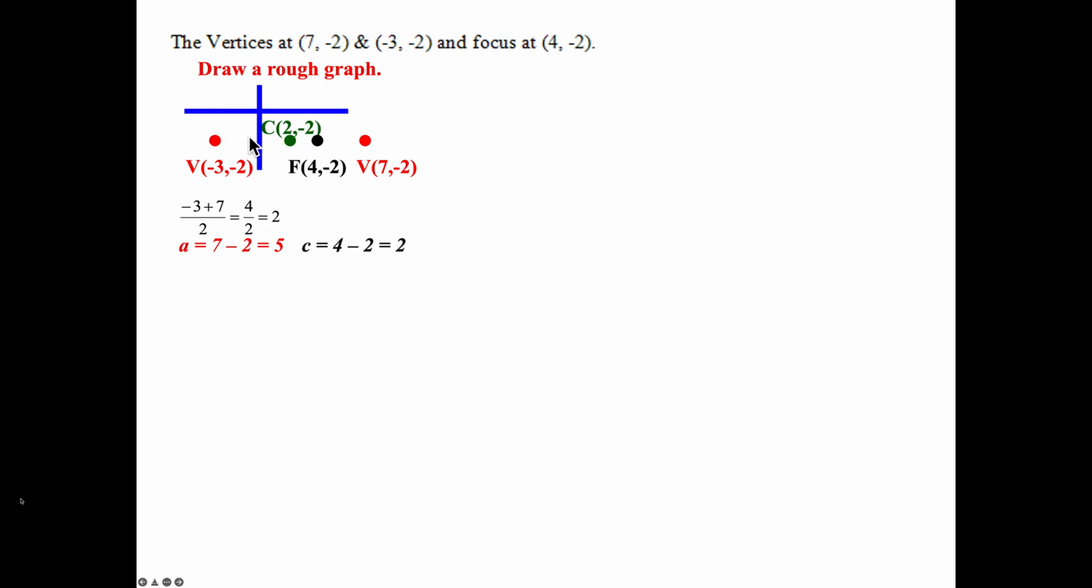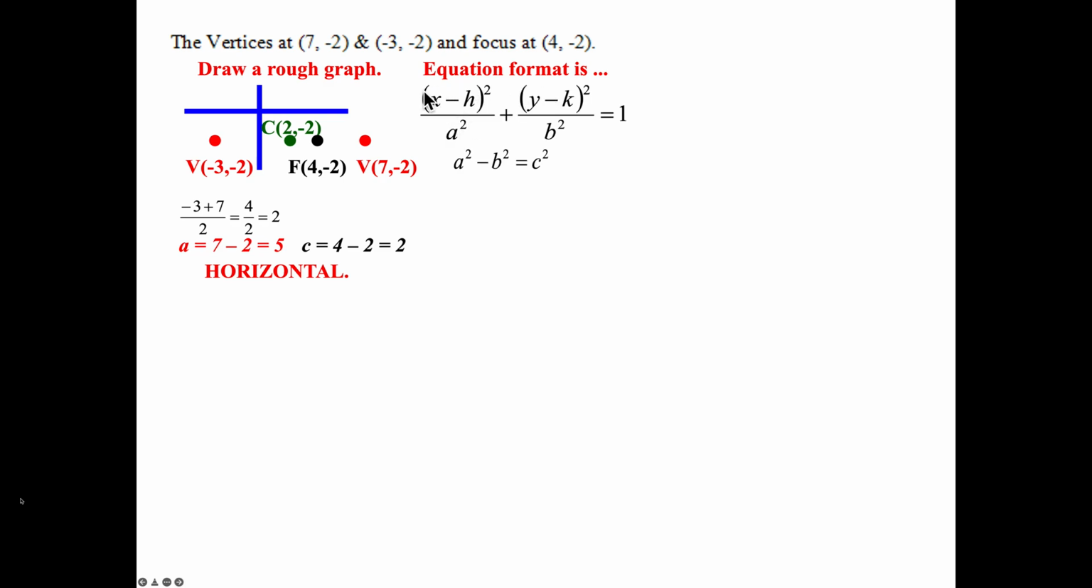So because my vertices are going left and right, we now have a horizontal ellipse, and the equation is going to be such that the a squared has to be underneath now the x minus h binomial squared, with the b squared underneath the y minus k. Well, we found the center, 2, negative 2. So x minus 2, y minus a negative, well, that'll become y plus 2.